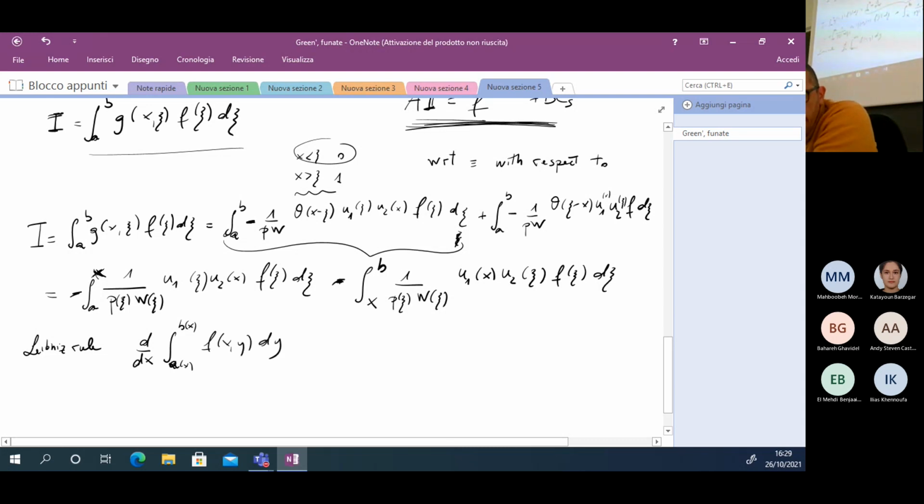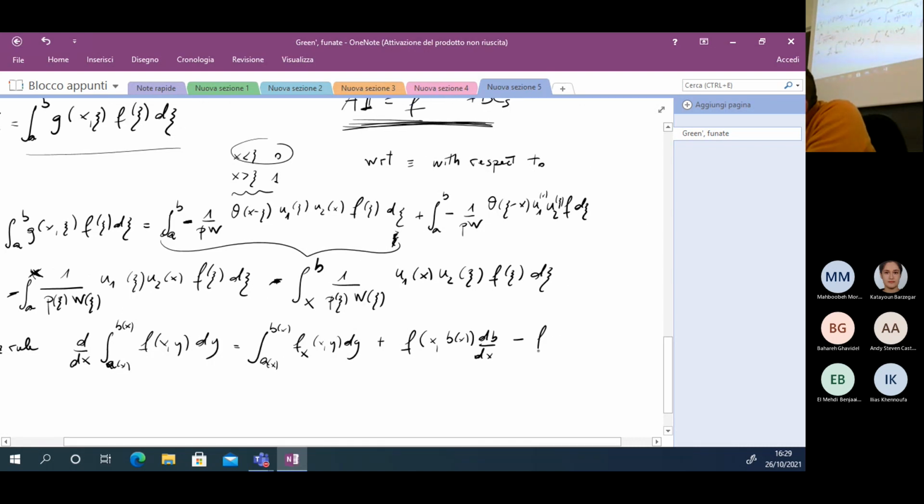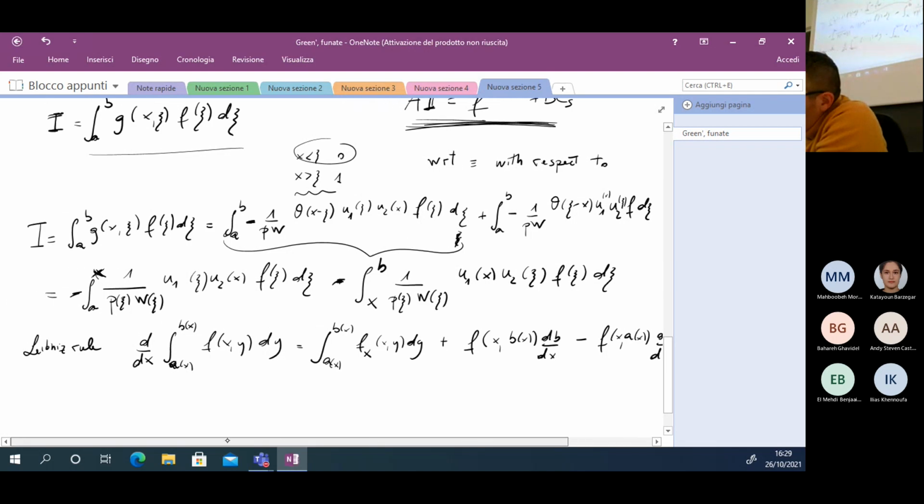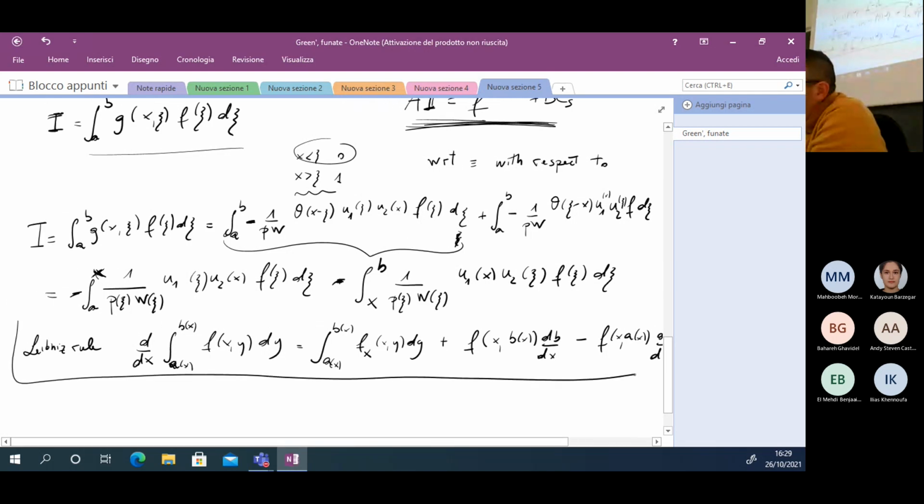The integral of f of x, y, dy is equal to the integral between a(x) and b(x) of the partial derivative of f with respect to x, plus f of x, b of x times the derivative of b with respect to x, minus f of x, a of x times the derivative of a with respect to x. So we will have to use the Leibniz rule.